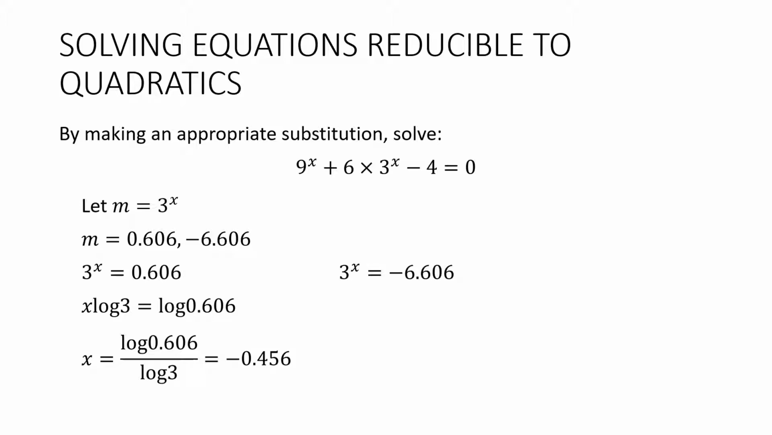When I take the other one and I try and do logs of both sides, I get log of a negative number, and that won't work. If you try and do that on a calculator, it's going to give you an error. So there's actually no solution to that one. So x is equal to negative 0.456 is actually the only solution.